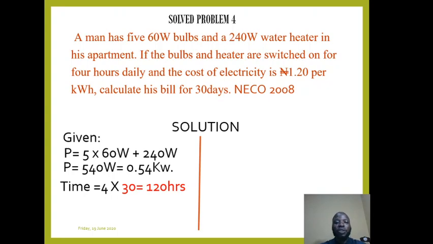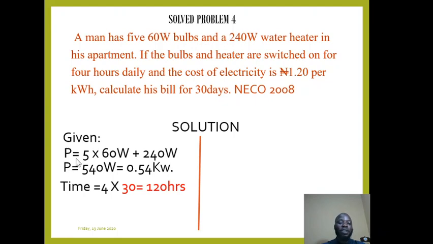Now the next thing we have is time. If you look at the question, the bulbs and the heater are switched on for 4 hours daily, so every day they are used for 4 hours, and we are required to calculate for 30 days. So if it is used for 4 hours daily, for 30 days is 4 multiplied by 30 days, and that gives us 120 hours.